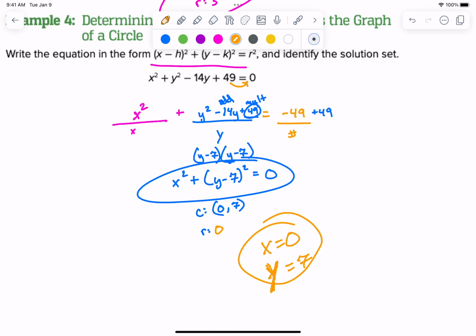Okay, happy with that? Do you see how that works? Okay. Completing the square. That's how that works.